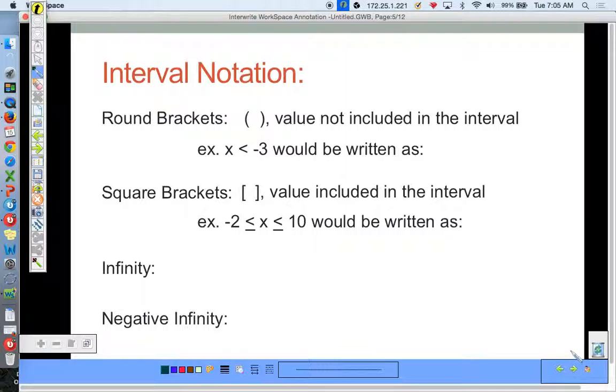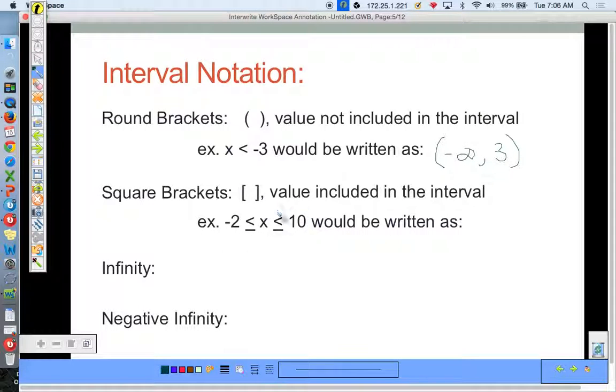Now we're going to go over some notation here, and this might take a little bit to get used to. There's two different types of notation. Our first one we're going to look at is interval notation, and that uses these rounded brackets when the value is not included. For example, if we had x is less than -3, we would write it with parentheses, negative infinity to -3. So again, we don't use the inequalities, we're just using these round brackets.